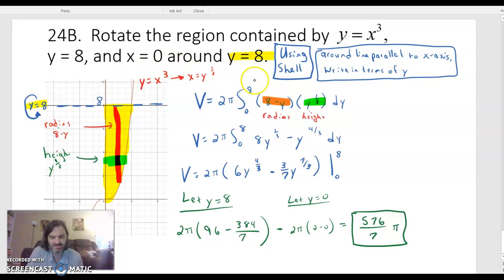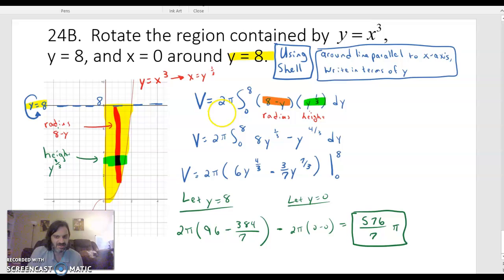Now let's do the same problem using the shell method. The same region, so we're going to go around y equals 8, which is parallel to the x-axis. If we go around the x-axis with the shell, we put everything in terms of y. So when we go around y equals 8, we'll put everything in y. And that is 2 pi radius times height.